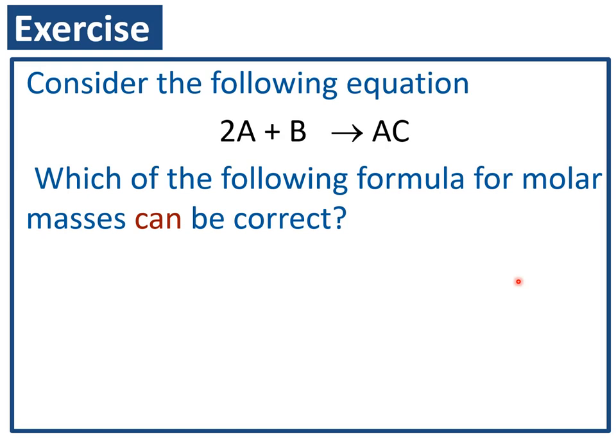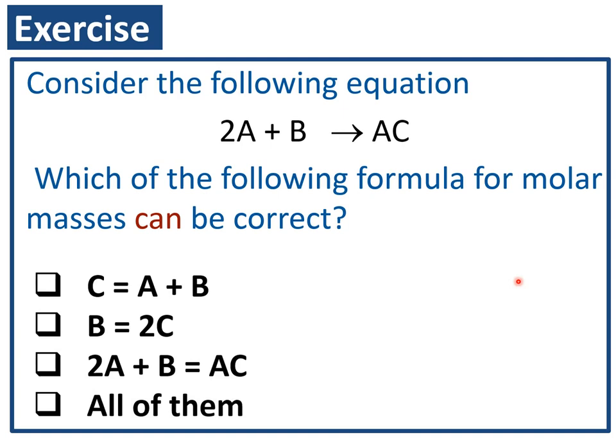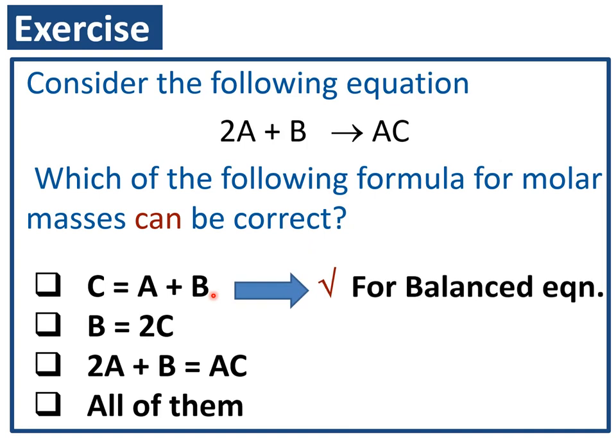And now it is asking, which of the following statements will be correct? Look, C equals A plus B. Is it possible that C equals A plus B? Yes, if the equation is balanced, right? If the equation is balanced, then C will equal A plus B. So this is correct. Is it possible that B equals 2C?